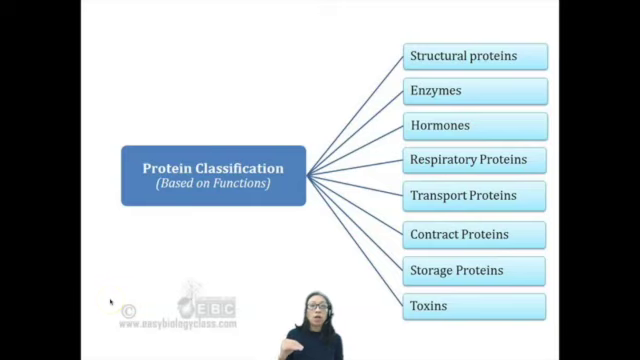In heredity, all the information is stored on the genome and the structure of DNA, and the end result, after turning the information into proteins, is that you now have functioning proteins in the body. And proteins have all types of functions, and they can be classified in these main categories.